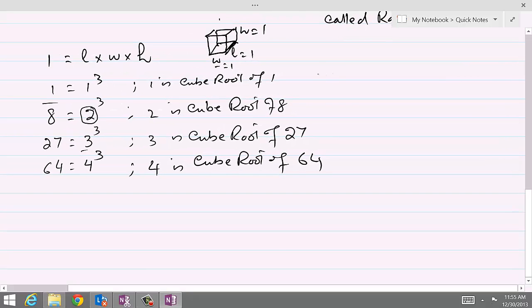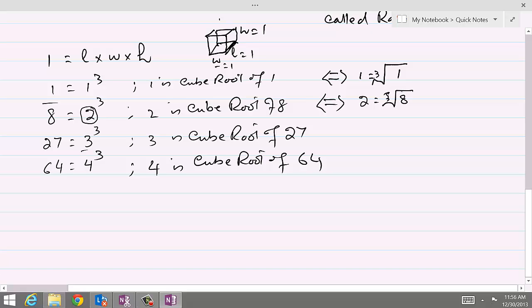If we want to convert this statement into a mathematical form, we are going to say 1 is equal to the cube root of 1. So we can say 1, and this time we're going to use the same symbol, but because it's a cube root, we're going to write 3 in this corner here. This is called the third root of 1. Similarly, 2 is the cube root of 8, so 2 is equal to the cube root of 8.